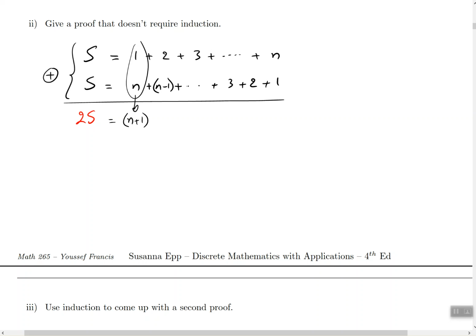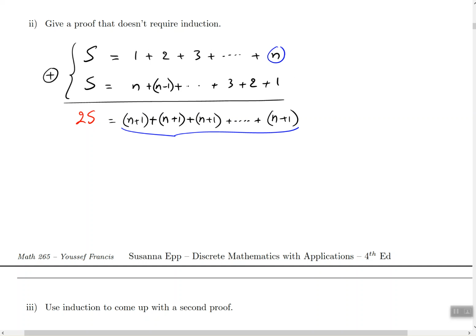If you add the 2 with the n minus 1, you will end up with n plus 1 one more time. And what about the 3? The 3 with the number underneath it, which would have been n minus 2, would again be n plus 1. How many times is this going to happen? It's going to happen over and over again until the end. The last one is also going to be n plus 1. And how many of these will we have? We will have n of them, because that's how many started at the beginning.